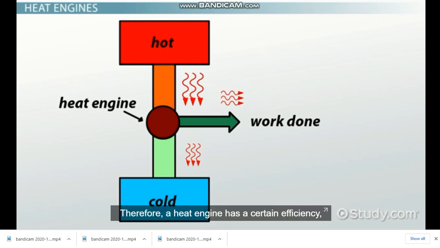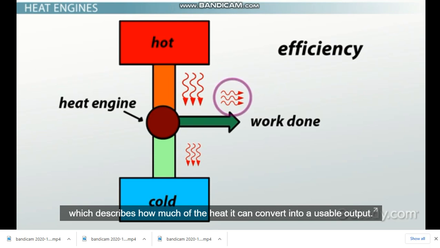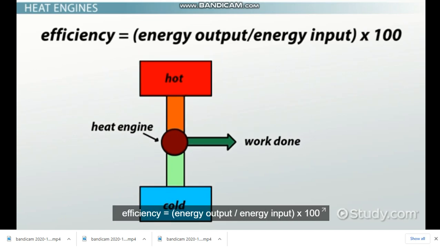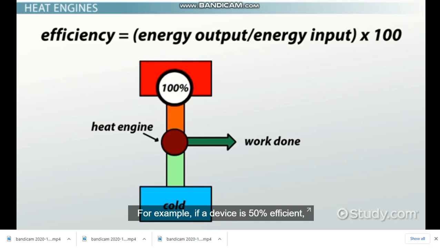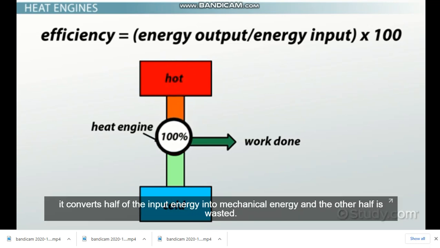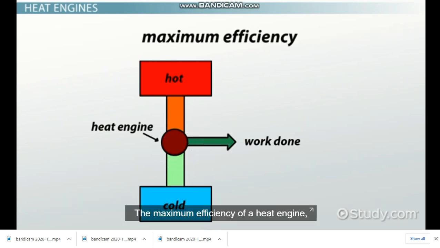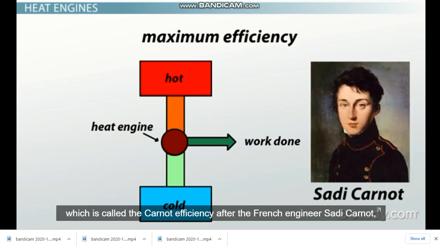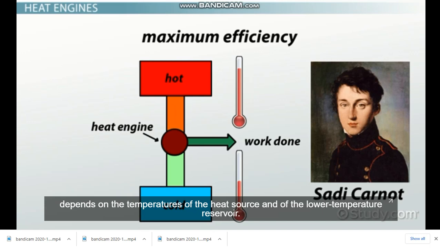Therefore, a heat engine has a certain efficiency, which describes how much of the heat it can convert into a usable output. Mathematically, the formula is efficiency equals energy output over energy input times 100. For example, if a device is 50% efficient, it converts half of the input energy into mechanical energy, and the other half is wasted. The maximum efficiency of a heat engine, which is called the Carnot efficiency, after the French engineer Sadi Carnot, depends on the temperatures of the heat source and of the lower temperature reservoir.